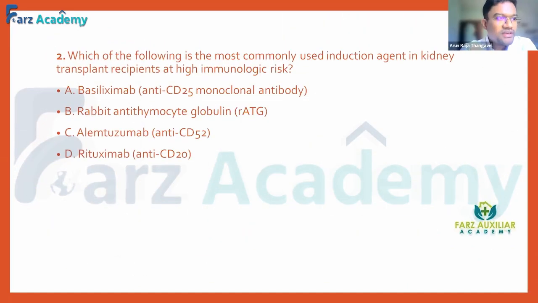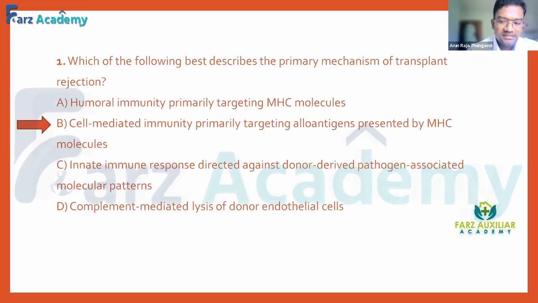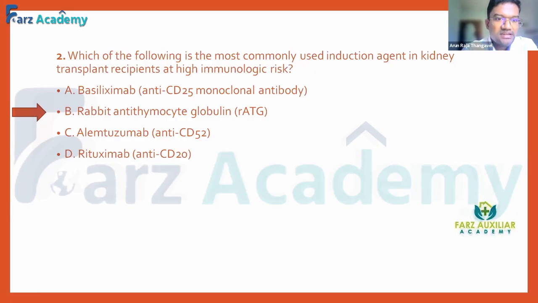Which of the following is the most commonly used induction agent in kidney transplant recipients at high immunological risk? Option A, basiliximab. Option B, ATG. Option C, alemtuzumab. Option D, rituximab. Some of you have said option A, some of you said option B. Anyone else? There is option D coming as well. Fine. The correct answer for this is antithymocyte globulin.